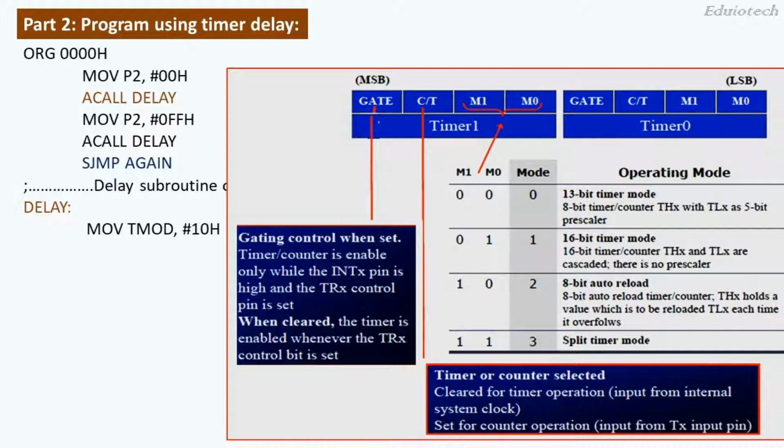These are the timer mode select bits, mode bit 1 M1 and mode bit 0 M0. They decide 4 modes of the timer, that is 13-bit, 16-bit, 8-bit auto reload and split timer mode. Mode 1 and Mode 2 are the most used timer modes.